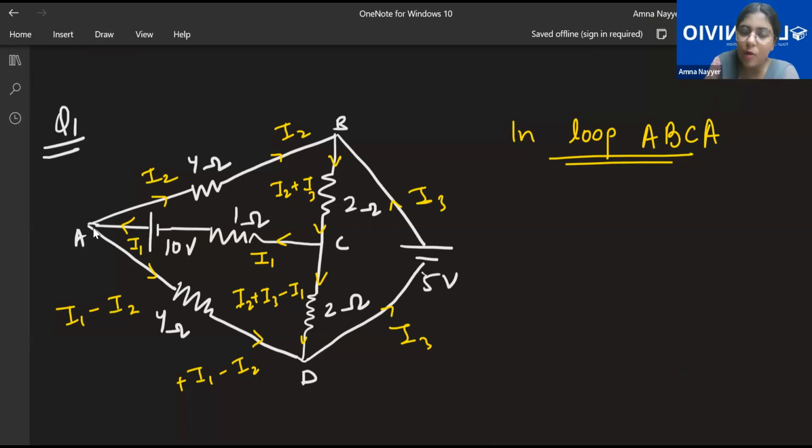I1, I took it coming out of the cell. So isn't it obvious that the current will be pointing towards the left side only on this side of the cell, of the side of the branch also?